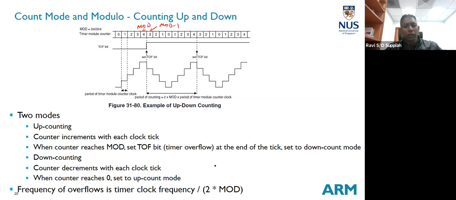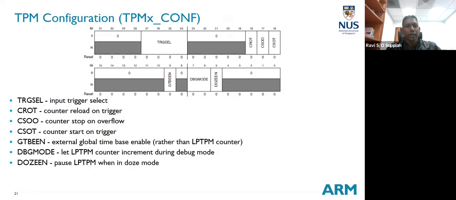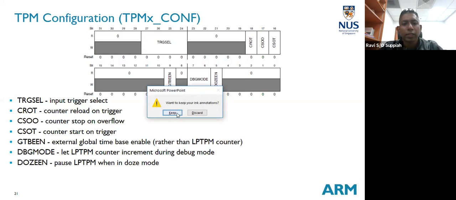So depending on which mode you configure it in, you will generate different intervals between interrupts, depending on what you want. These are all different modes of configuration. So let me go into the register view.